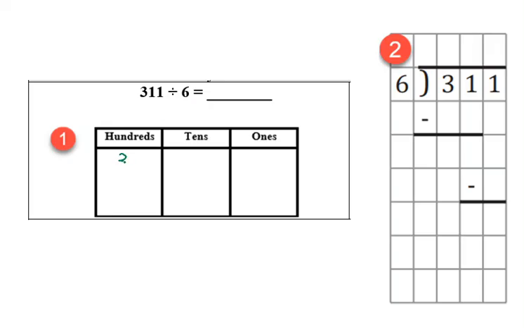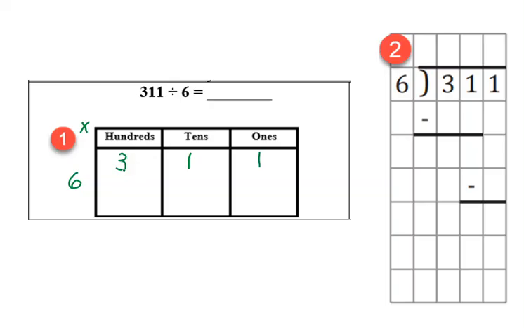It's 300s. We put it into a place value chart. It's 3 hundreds, 1 ten, and 1 one, right? 311 divided by 6. So we're going to put a 6 over here. I'm going to put a multiplication sign right here because we're going to use that to solve this. So here we go. Let's talk about it together.